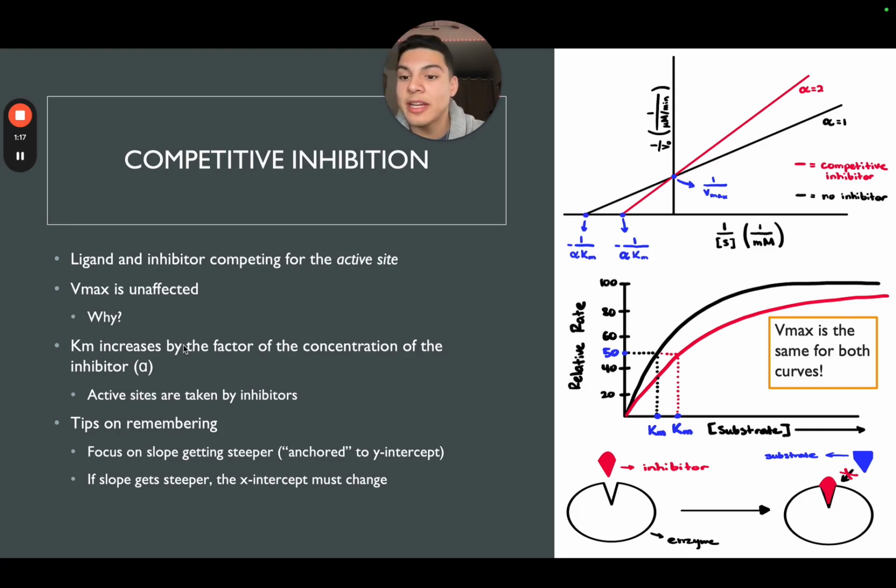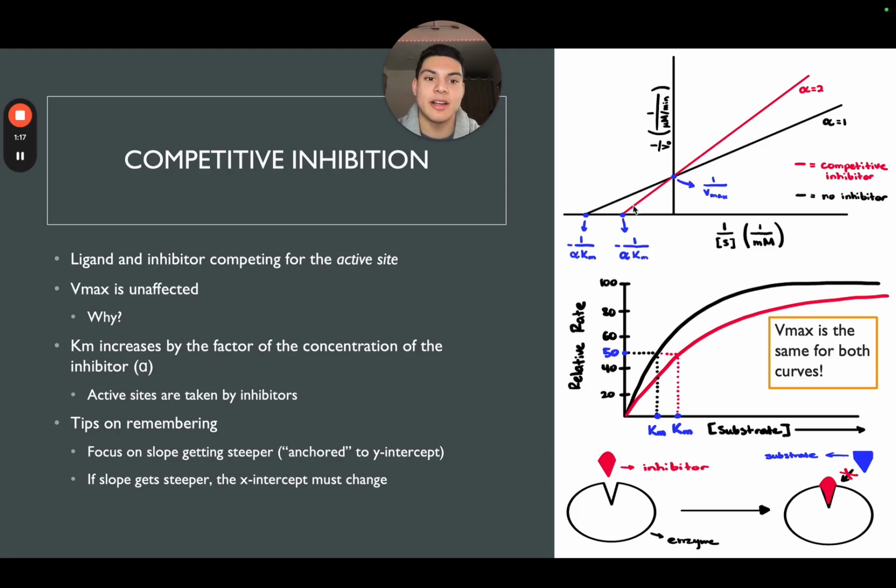And for the Km, it increases by a factor of alpha, which depends on the concentration of inhibitor. They usually will give this number. Don't worry about the alpha stuff. But active sites are taken by inhibitors. And a tip for remembering: focus on the slope getting steeper, anchored to the y-intercept. So in this instance, remember catalytic efficiency, right? If we introduce an inhibitor, the catalytic efficiency is probably going to get worse just because it's an inhibitor. And we know that the Vmax doesn't change, so the y-intercept has to be the same. So it's going to intersect at the same point on the y-axis.